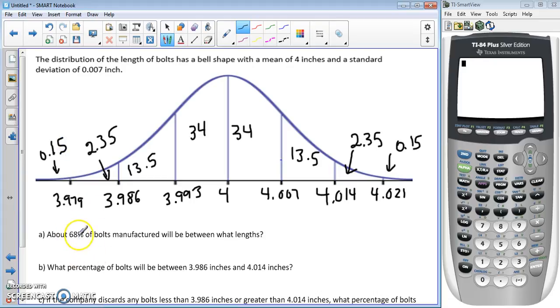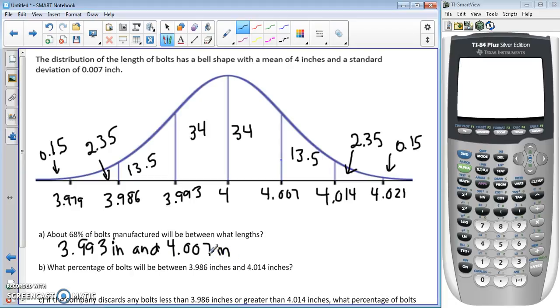So it says about 68% of bolts will be between what length? So that is 3.993, so 1 standard deviation away. That's for our units, so inches, and 4.007 inches.